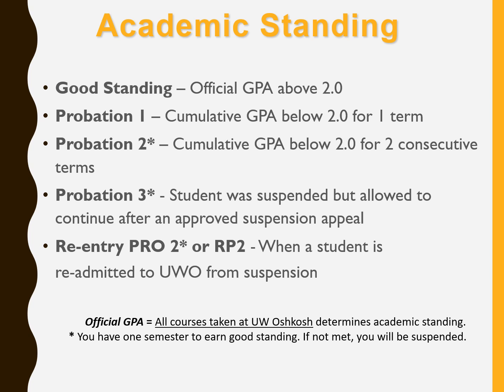If a 2.0 is not earned by the 3rd semester, a student will be placed on suspension 2 and will need to appeal. If the appeal is granted, the student will return and their academic standing will revert to probation 3. When a student is readmitted after probation, they are admitted as Reentry Pro 2 or RP2 probation. As you can see, there are ways to bounce back from probation and suspension. If you would like to know more, you can search academic standing on the UWO Registrar's Office page.